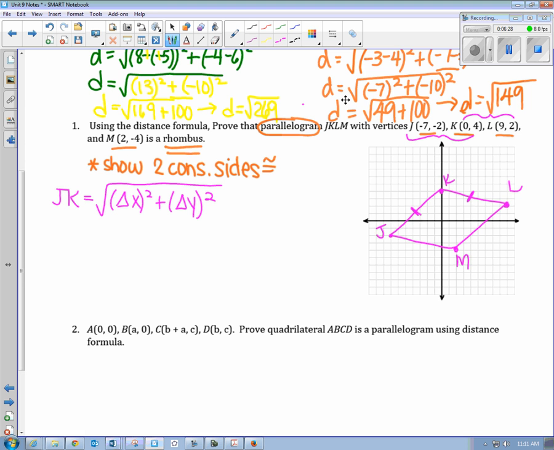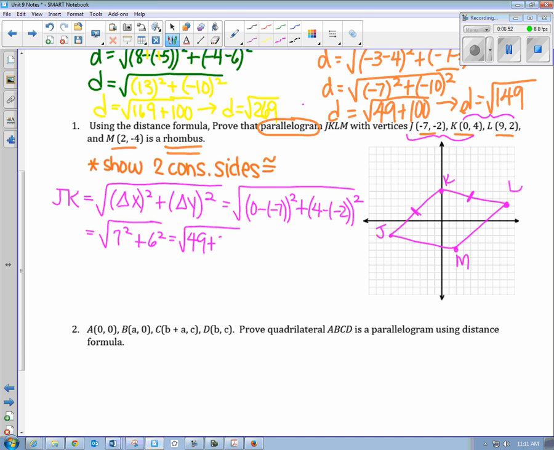And I'm going to go back and substitute in. So when I substitute in for JK, this is 0 minus -7 squared plus 4 minus -2 squared, which gives me 7 squared plus 6 squared, which is the square root of 49 plus 36, which is the square root of 85. Now the square root of 85 can't be simplified either, so I'm just going to leave that measurement there.